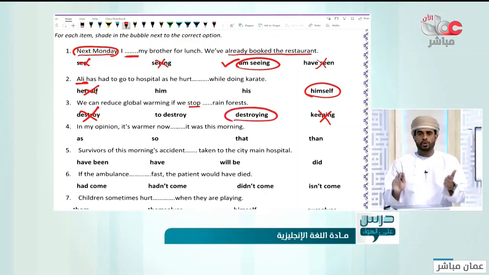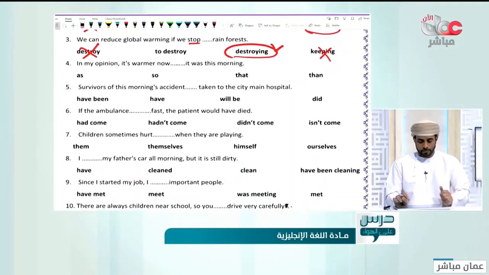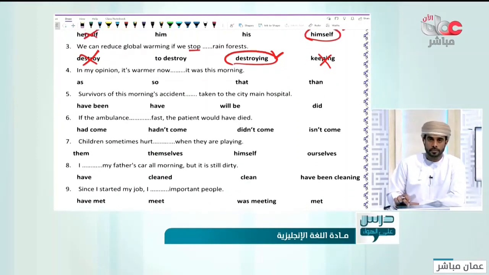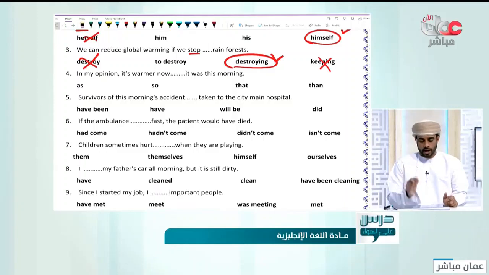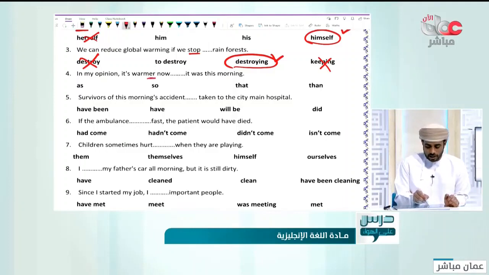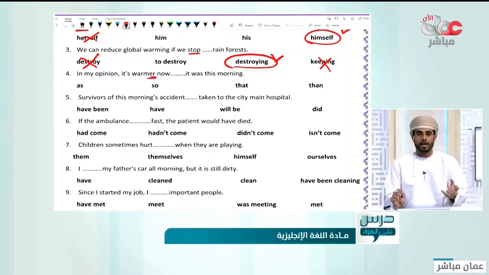We need to stop destroying, to quit destroying rainforest, which is the correct answer in here. Nice. Let's move to 4. It says, in my opinion, it's warmer now than it was this morning. It's warmer. You have to focus. The ER in here gives you the clue of the answer. It says it is warmer.